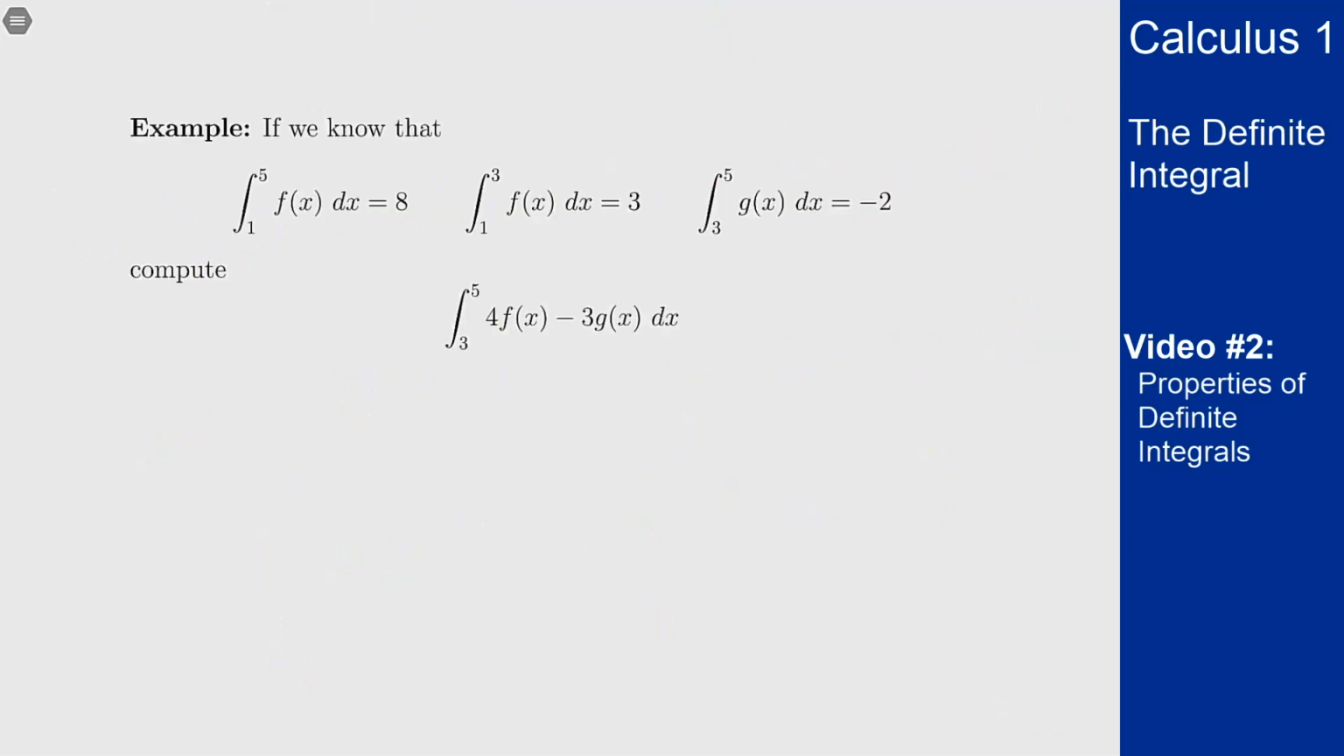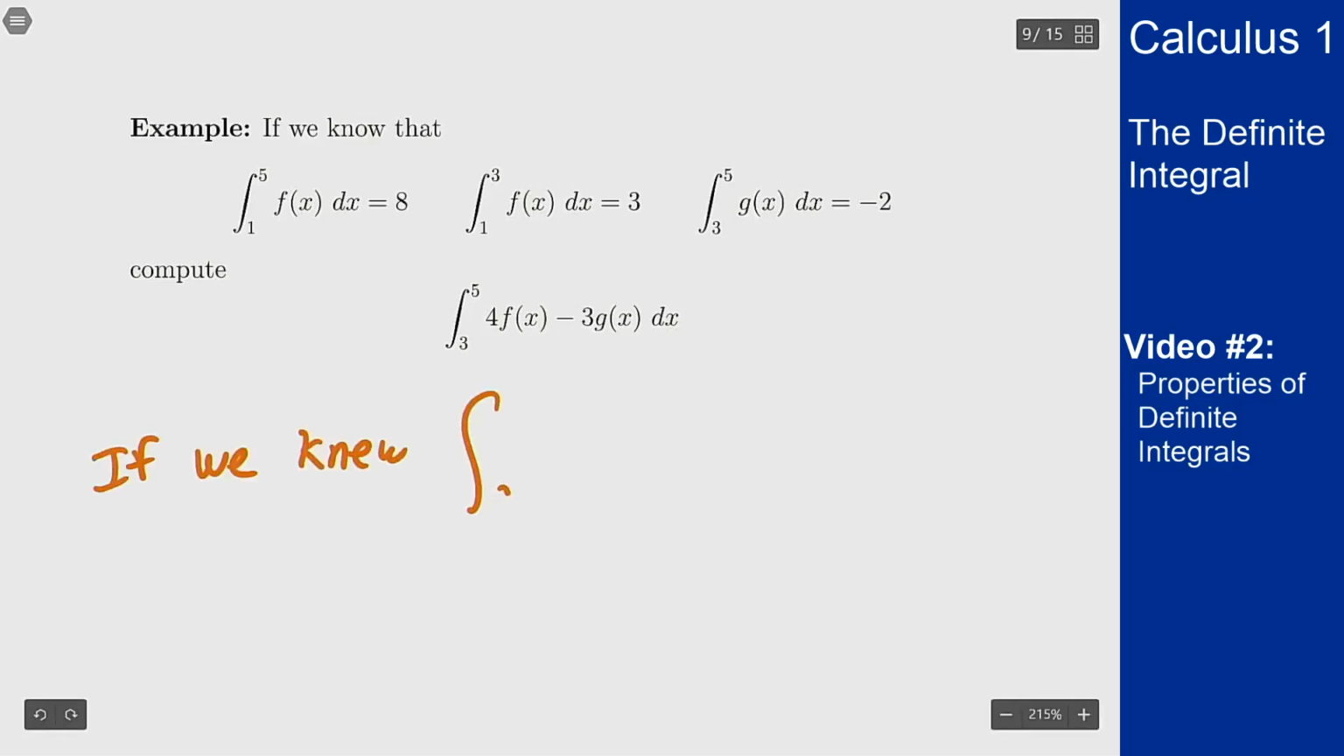Now let's use some of these properties. If we know the integral from 1 to 5 of f of x dx is 8, from 1 to 3 for f of x I get 3, and from 3 to 5 g of x dx I get minus 2, I want to find this integral. Integral from 3 to 5 of 4f of x minus 3g of x. First thing we see is if we knew the integral from 3 to 5 of f of x, we'd be done.